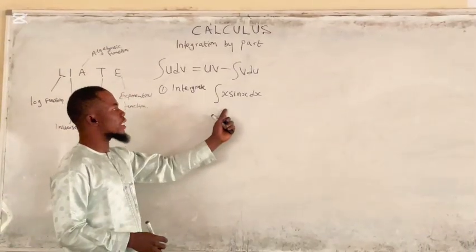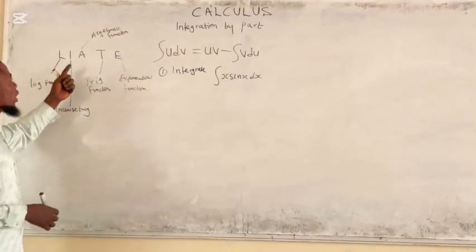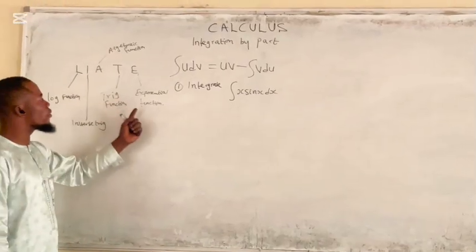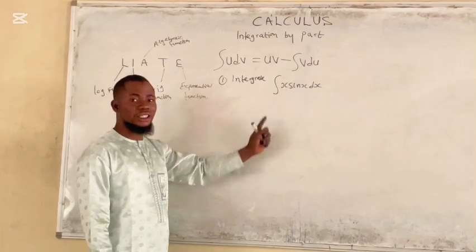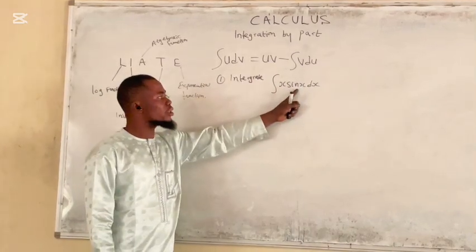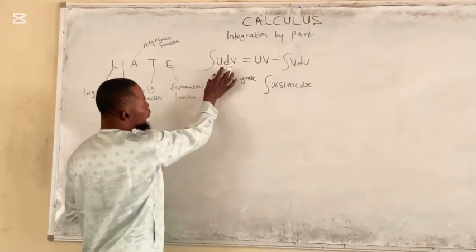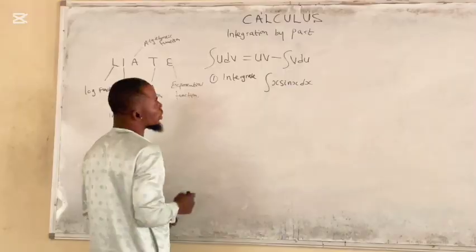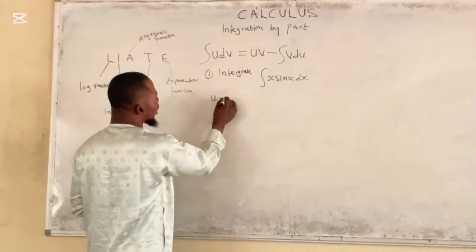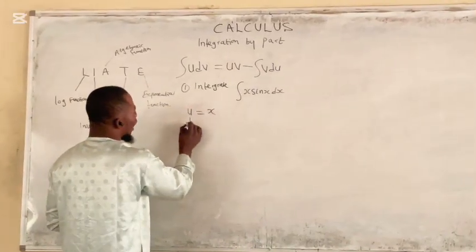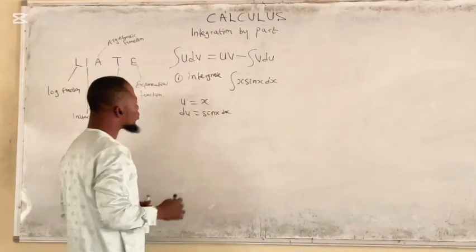Now, which one do we take as our u and which one do we take as our dv? We can see that the algebraic function comes first before the trigonometric function. So our u here will be x and our dv will be sin x dx. So we'll now be using the formula: the integral of x sin x dx, where u equals x and dv equals sin x dx.